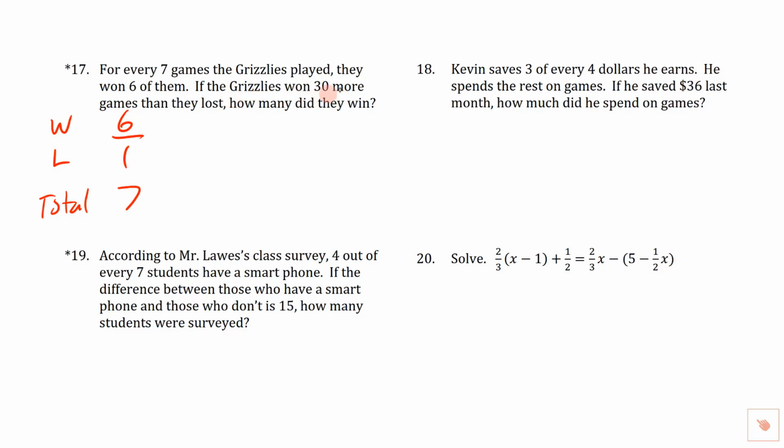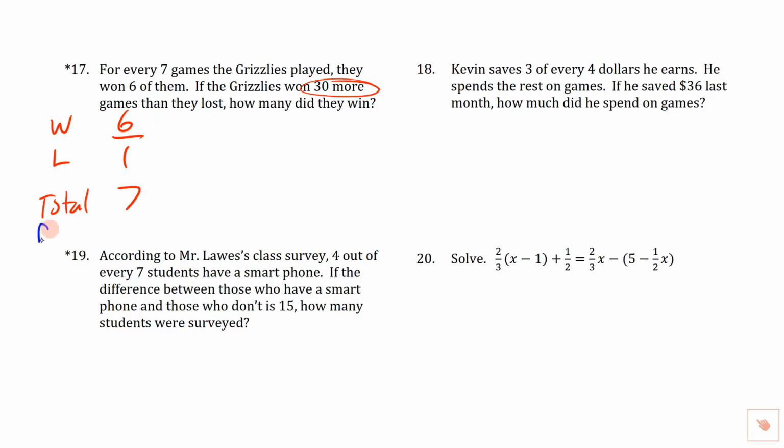It says if the Grizzlies won 30 more games than they lost, how many did they win? Let's see here. Well, they don't tell us either one. They don't tell us how many games in total they played. They don't tell us how many they won or lost. They tell us how many more. They won 30 more than they lost. So on this one, it's going to be helpful to figure out what the difference is. Okay, the difference between the two of these is 5.